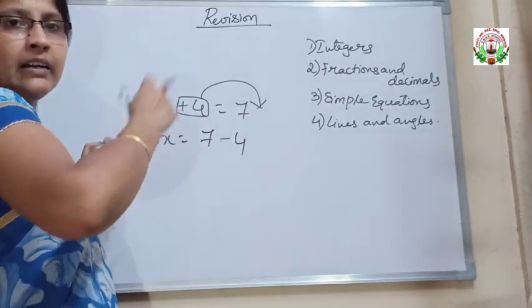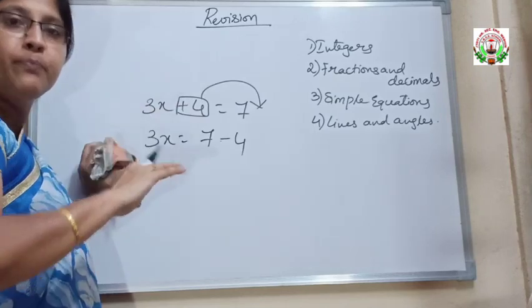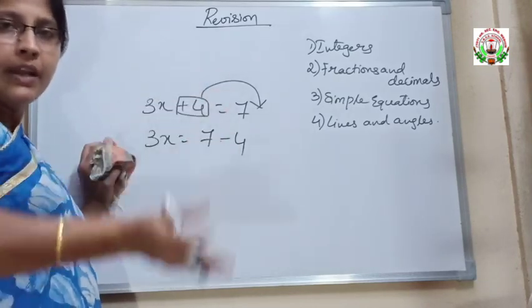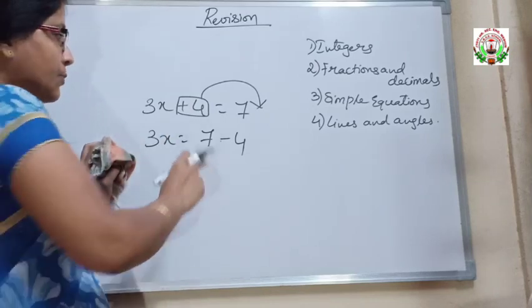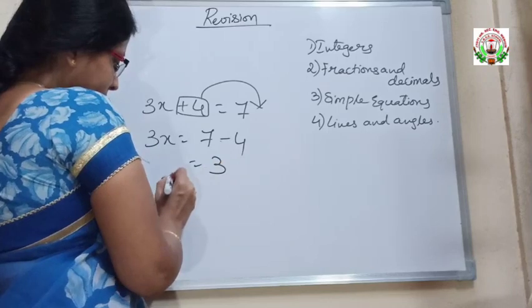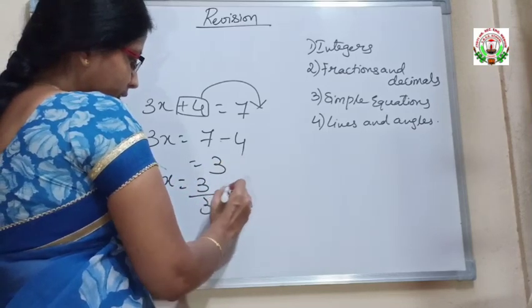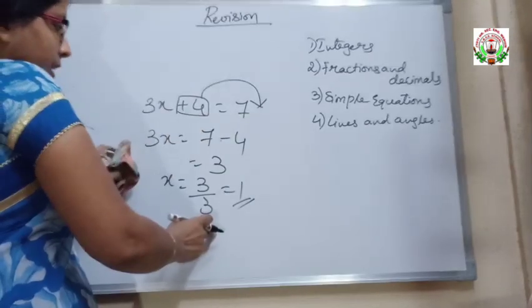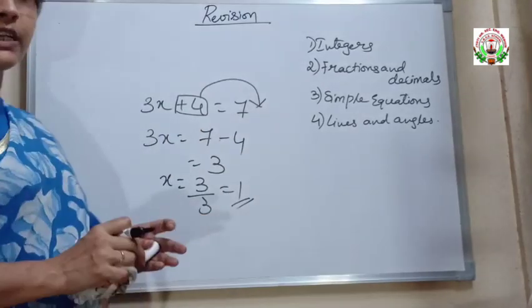It means we are changing this plus 4's place from the left hand side to the right hand side. It is called transposing. So it will be 7 minus 4 is 3, and x equals 3 by 3, that is 1. We got the value of x as 1. We can find the value of the variable in the given equation if it is not given.